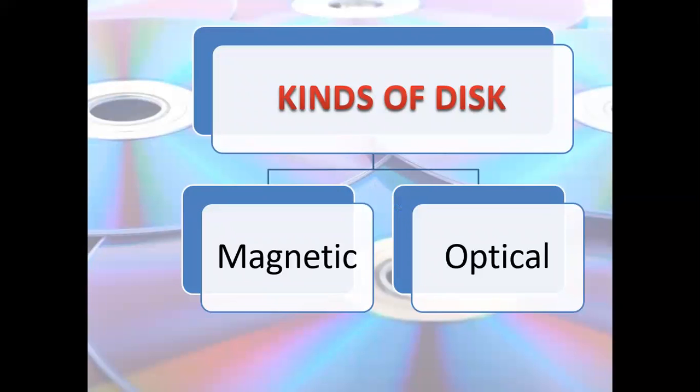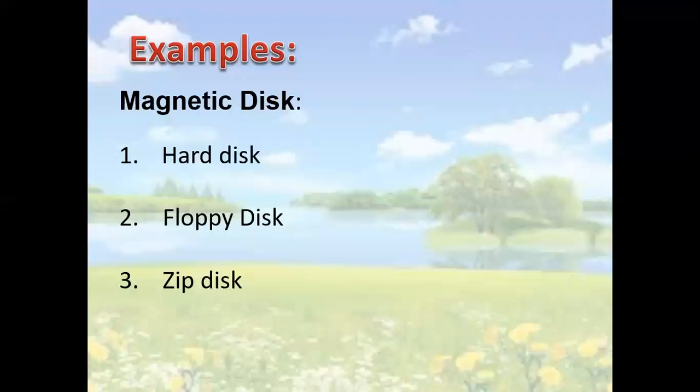There are two kinds of disk. The first one is the magnetic disk. The second one is the optical disk. These are the two kinds of disk that we discuss in this video. Some examples of magnetic disks are the hard disk, floppy disk and zip disk. These are the magnetic disks. I just repeat: hard disk, floppy disk, zip disk.